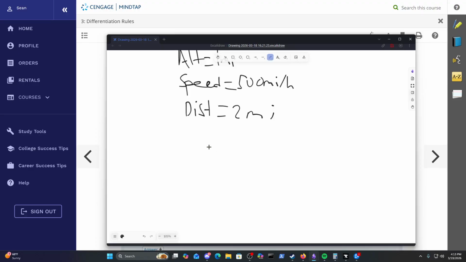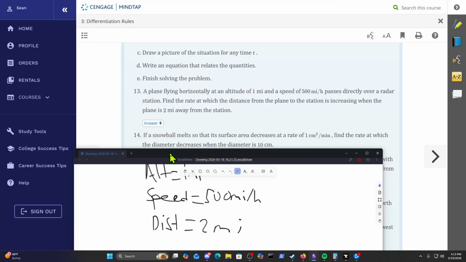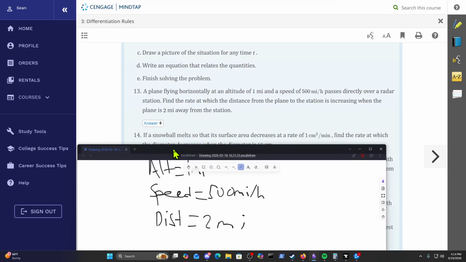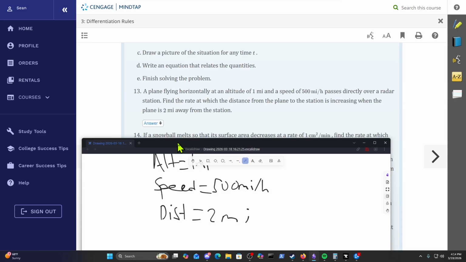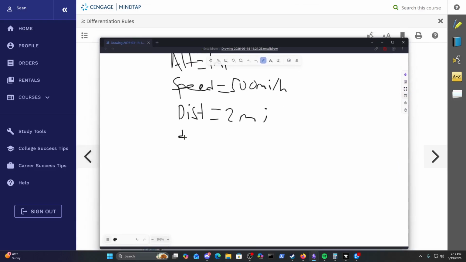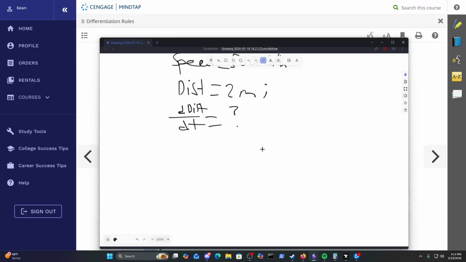And then of course, we also want to do, let's see. So we're trying to find the rate at which the distance from the plane to the station is increasing, right? So we want the derivative of distance with respect to time, right? We don't know that one.